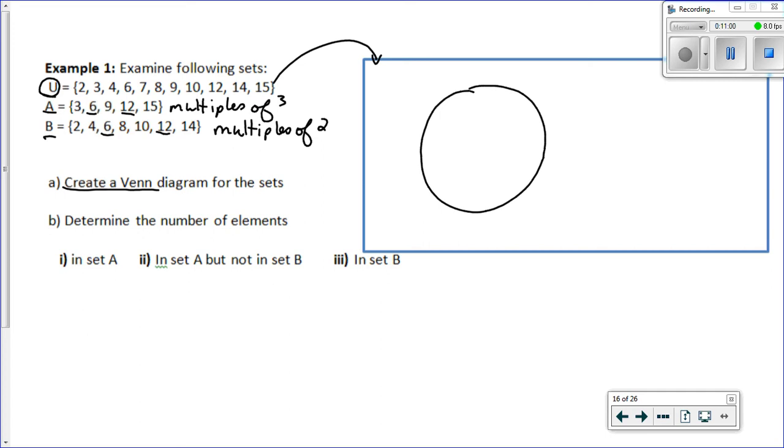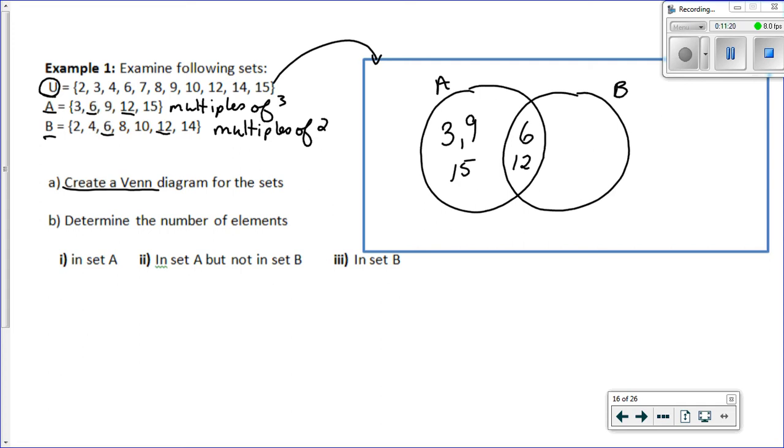So I'm going to draw set A over here. Set B over there. And in A, I'm going to write 3. 6 I'm going to write in here because it's also in set B. 9, 12 would go in there as well, and 15 would be just in A. And then over here, I'd have 2, 4, 6 is already in there, 8, 10, 12, and the last one is 14. So there's my two sets. Notice that the number 7 is over here. It's neither in A nor B, so I'm going to put that item just over here in set U, in the box that is the universal set, but it's neither in A nor B, so it's out here on its own. And now we're asked in part B to determine the number of elements in set A.